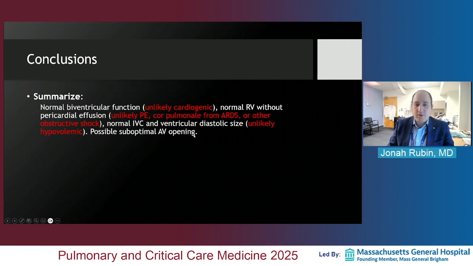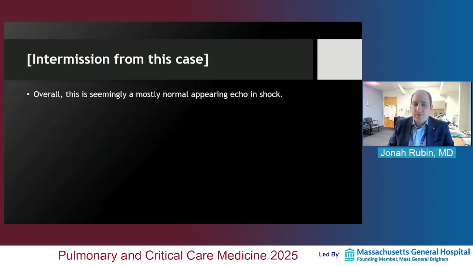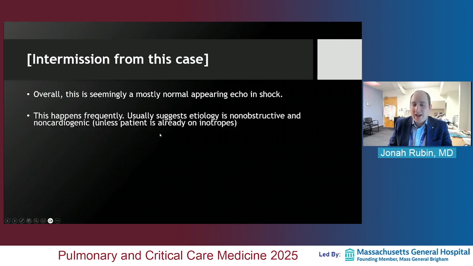Maybe there's suboptimal aortic valve opening. So this isn't really giving us much of an answer. Overall here, what you have is what looks like a normal appearing echo in shock. And this happens very frequently, right? I go through this talk as if every time you put on your echo, you're going to have the magical answer. And I think more often than not in a medical ICU, this is what you'll find.